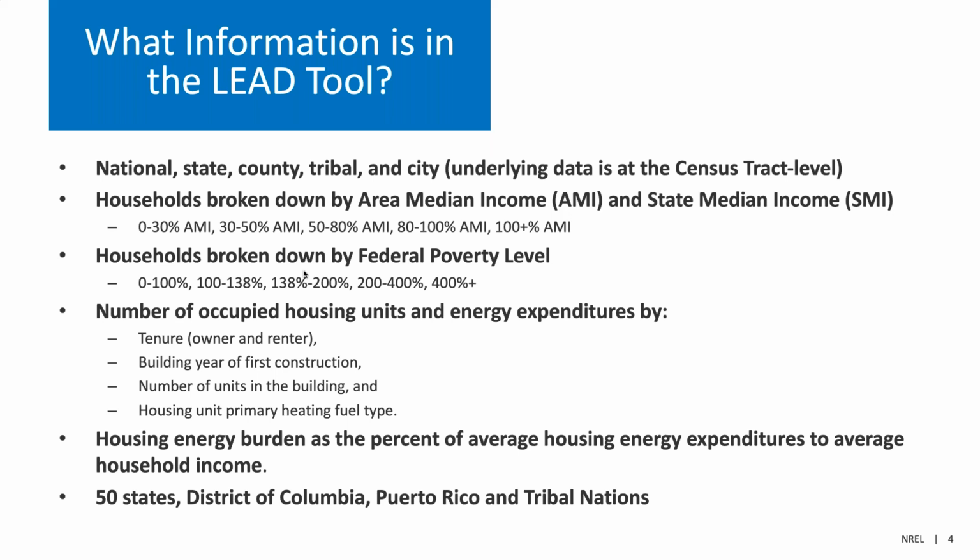Perfect timing. But we do have information on the housing units broken down by owner versus renter, the first construction of the building, the number of units in the building, and the primary fuel type. Then we use some of the energy information that we have to break that down further to show energy burden and energy expenditures in these various households. And as I mentioned before, we do have this broken out at the national level, but it includes all 50 states, the District of Columbia, Puerto Rico, and tribal nations.